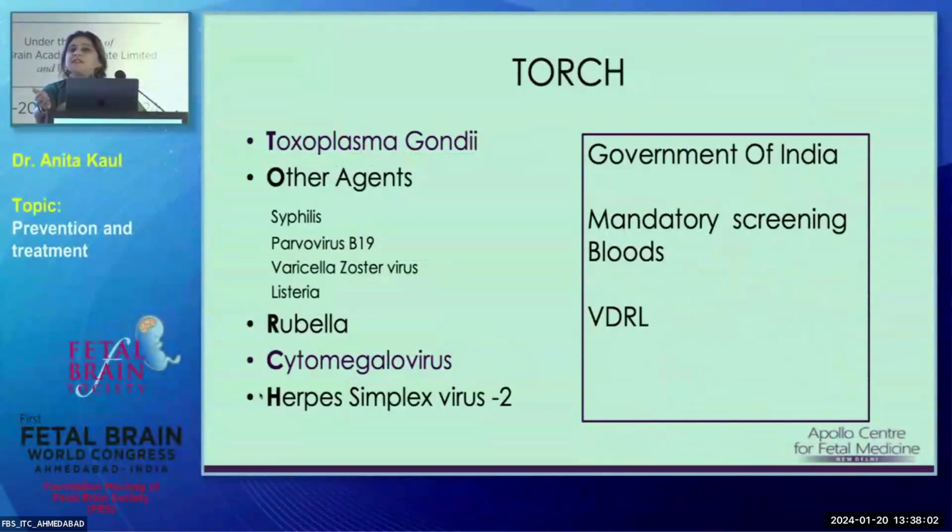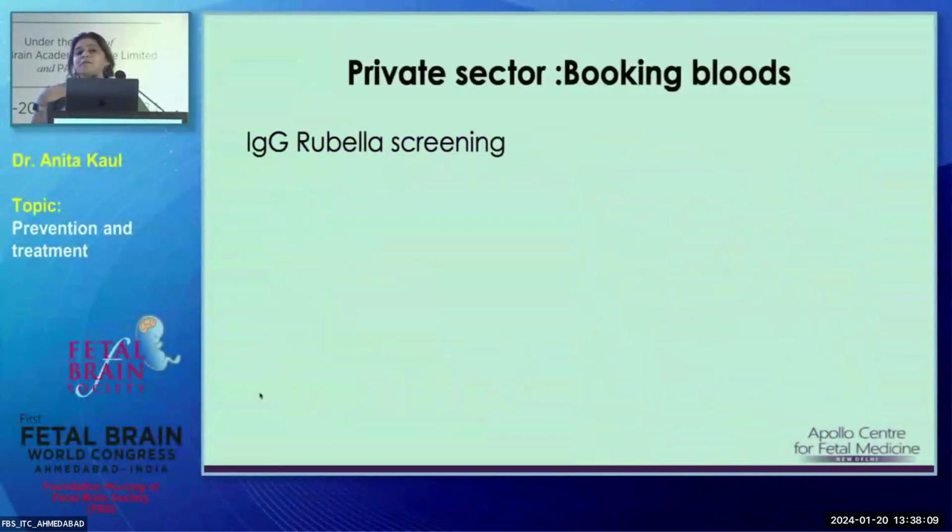The government of India has made syphilis, VDRL, a mandatory test, but everything else is much like we have with Down syndrome screening. It's sort of self-directed. You decide if you're going to screen or not, at least in the private sector, in some places, and we are heterogeneous even in the private sector. We do IgG rubella screen.